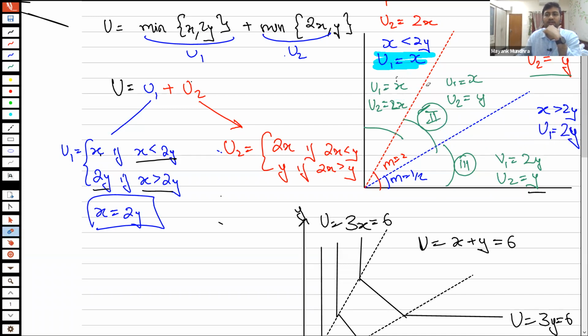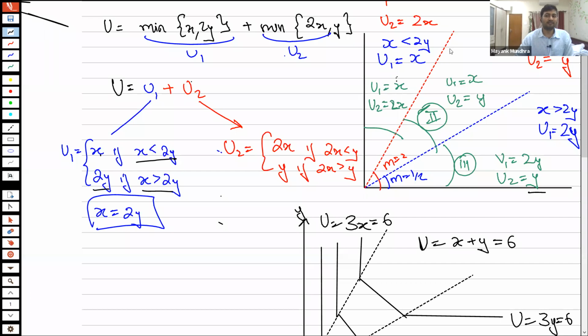And you do a similar thing now for the u2 function. So for the u2 function, the dividing line becomes 2x equals to y, right? Because this is min of 2x and y. So the dividing line becomes 2x equals to y. So to the entire right of this red line, you have 2x greater than y, and so u2 will be equal to y. And to the left, you have u2 equals to 2x by similar logic.